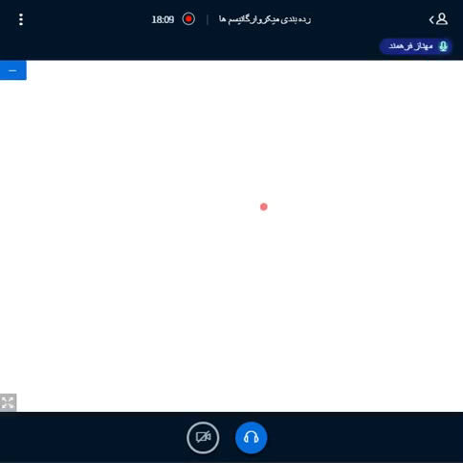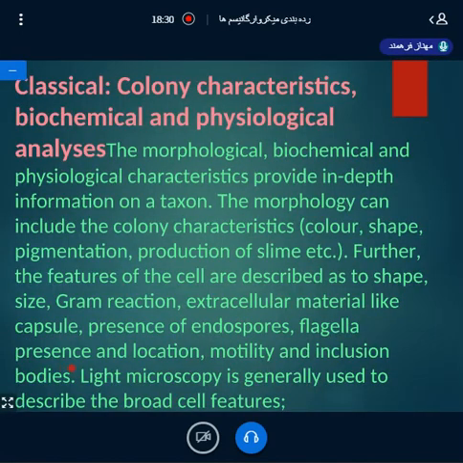Information on a taxon, the morphology can include the colony characteristics, color, shape, pigmentation, production of a slime, etc. Further, the features of the cell are described as to shape, size, Gram reaction, extracellular material like capsule, presence of endospore, flagella presence and location, motility, and inclusion bodies. Like you describe the cell features.